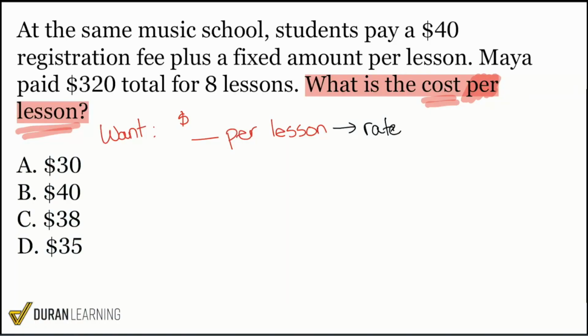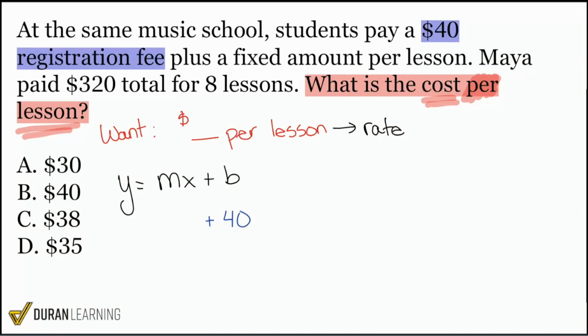Now let's understand what kind of context, what kind of situation this fits under. Here it says at this music school, we pay a registration fee. Then we pay a fixed amount per lesson. And here's the total, here's how many lessons. That fits perfectly under y equals mx plus b. In a nutshell, you have a beginning amount, you have a change, and then you have a final amount. The beginning amount is right here. We have that registration fee, $40.